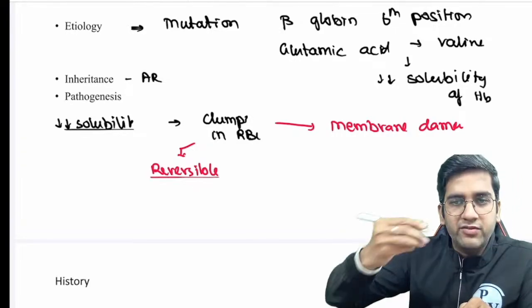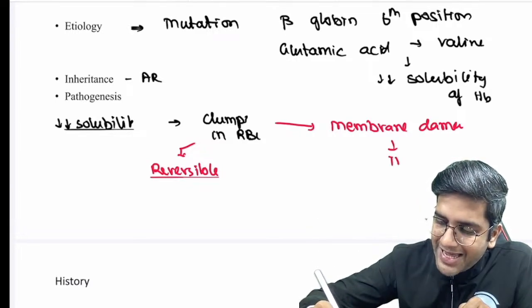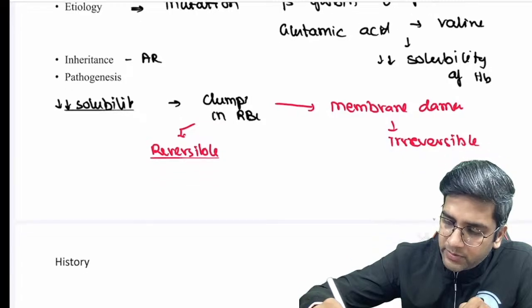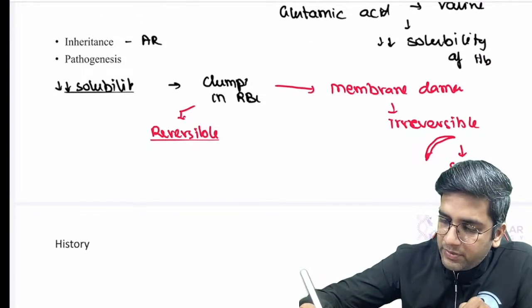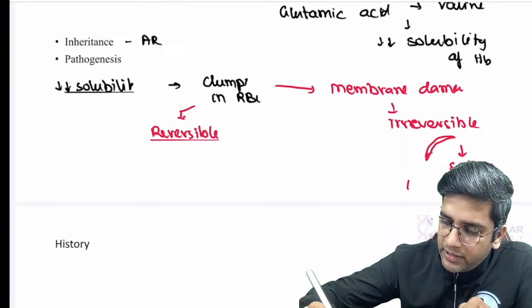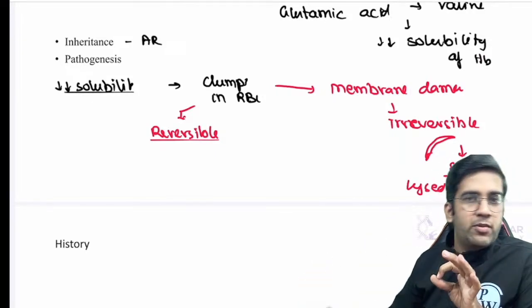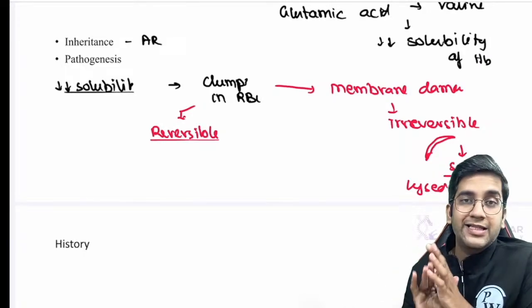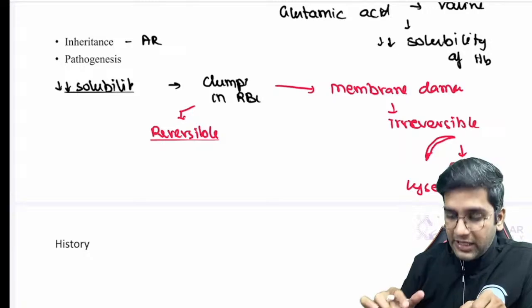Because this clumping is reversible based on the oxidation state, it can cause membrane damage, which can become irreversible sickle RBCs. Once they become irreversible sickle RBCs, they get stuck in the spleen, and in the spleen, they'll be lysed. That's how it causes anemia, right? The problem in sickle cell anemia is actually not anemia. That also is a concern, but the main concern is the reversible RBCs, right?